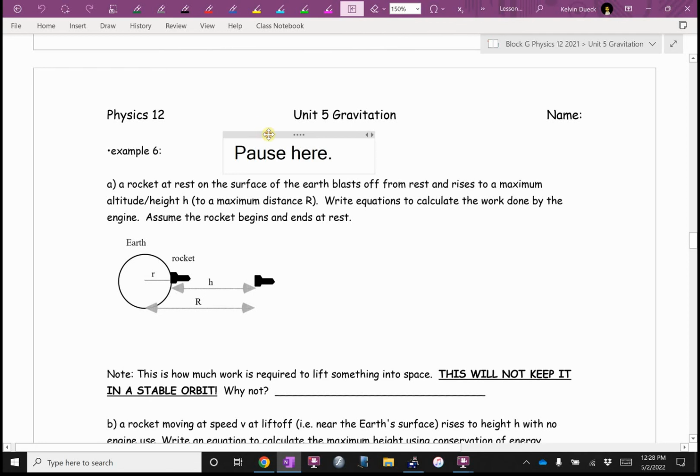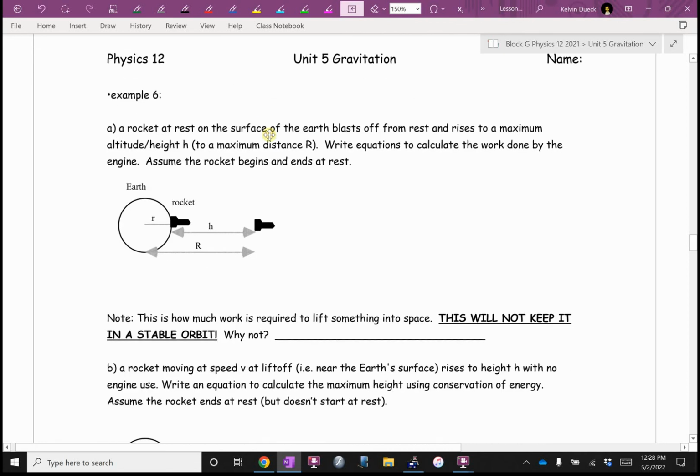Example 6. Now, the good news is what I'd like to do is kind of look at every possible major situation I can ask you in example 6. It says this: a rocket at rest on the surface of the Earth blasts off from rest and rises to a maximum altitude height to a maximum distance big R. Write equations to calculate the work done by the engine. Assume the rocket begins and ends at rest.